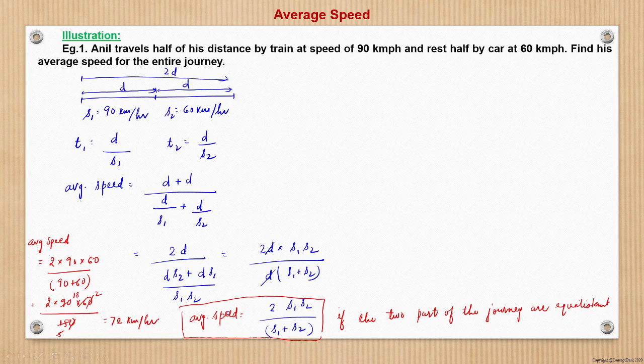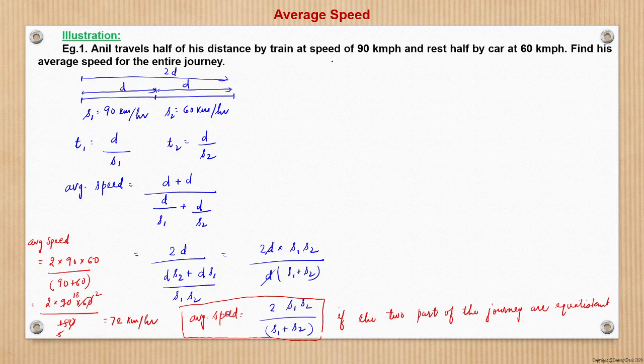So this is the way we can find it. It's a very standard thing, and I recommend that we remember this relationship: average speed is equal to 2 s1 s2 upon s1 plus s2, right? This will actually help us save some time in the calculation, nothing else. Now this is a generic approach.